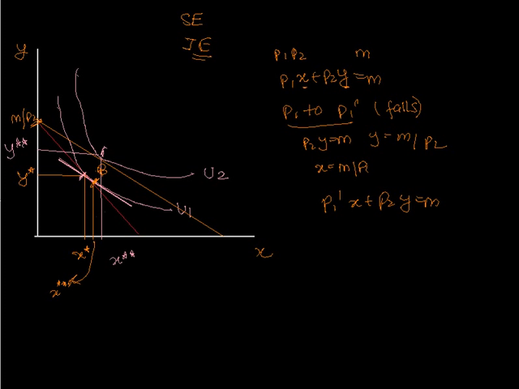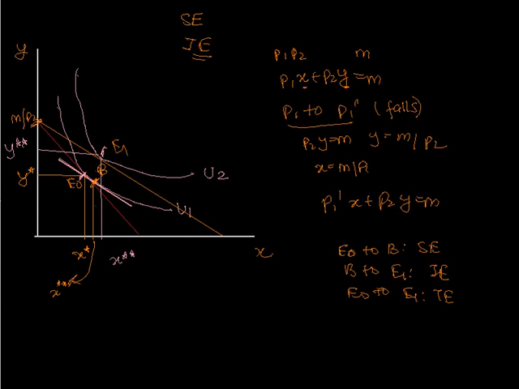So the movement from, say, let me just record these points E0, B and E1. The movement from E0 to B is a substitution effect, while the movement from B to E1 is your income effect, while the movement from E0 to E1 is your total effect.